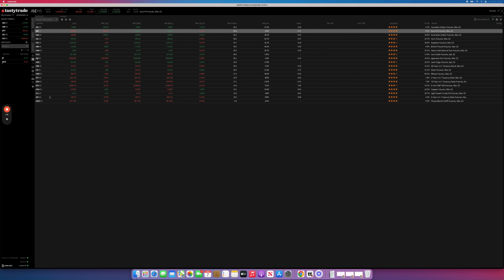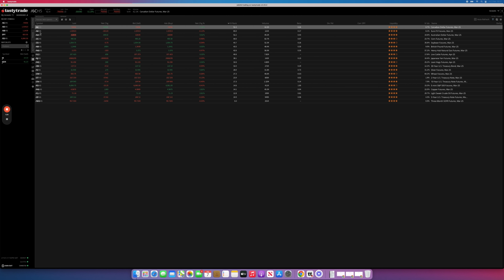Now, if your broker doesn't have a watch list that displays this information by default, then just copy down these ticker symbols and just make your own custom watch list. Once you've got that done, you want to then get up IV rank, and then you want to order your watch list from high to low IV rank.